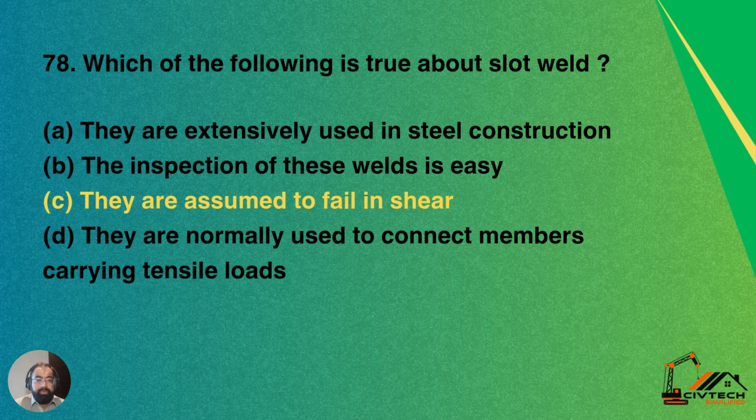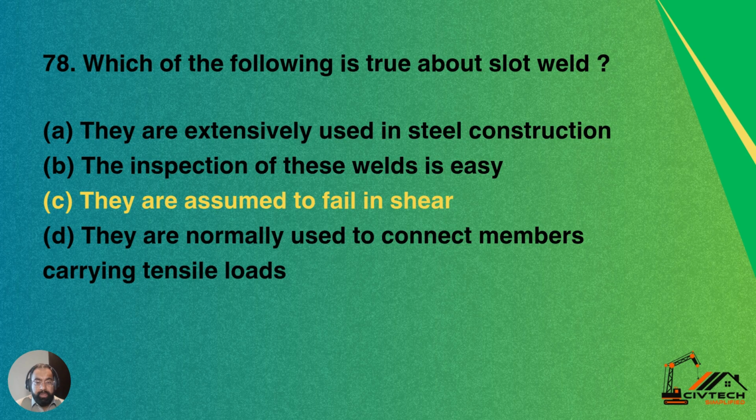Then we have question 78. Which of the following is true about slot weld? Now we have to select a true statement about slot weld out of the given four options. Option A, they are extensively used in steel construction. Remember, it's about slot weld. Option B, the inspection of these welds is easy. Option C, they are assumed to fail in shear. Option D, they are normally used to connect members carrying tensile load.